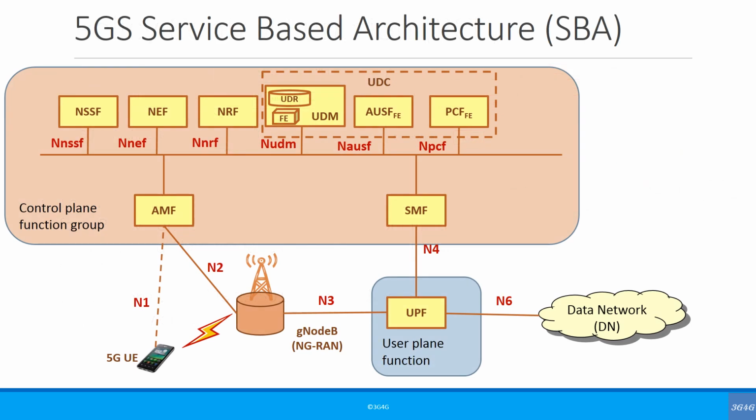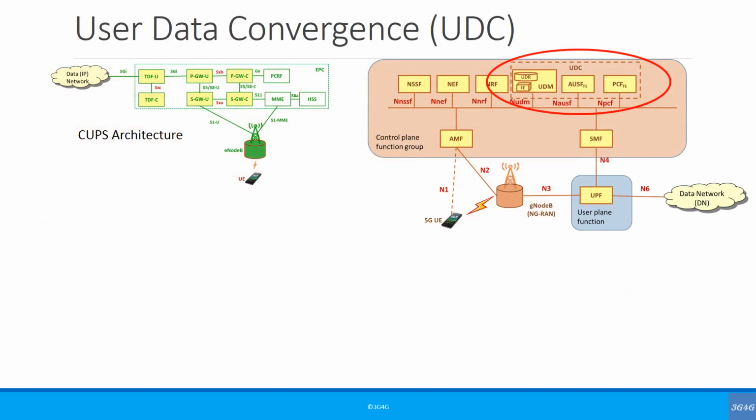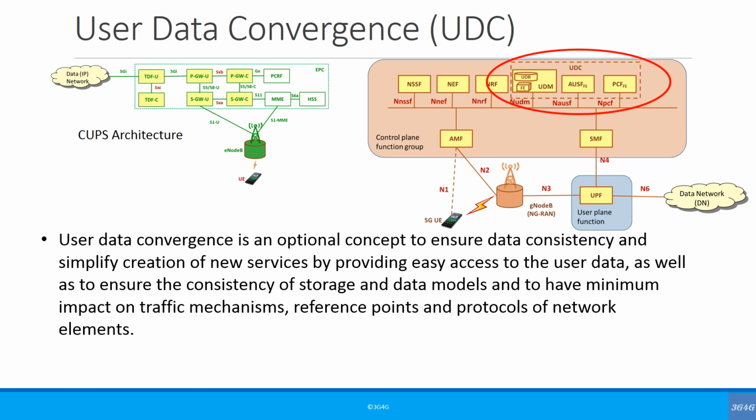So this whole combination of UDM, AUSF and PCF is also referred to as the user data convergence, UDC. So the user data convergence is an optional concept to ensure data consistency and simplify the creation of new interfaces and new services by providing easy access to the user data, as well as to ensure the consistency of storage and data models and to have minimum impact on traffic mechanisms, reference points and protocols of network elements.